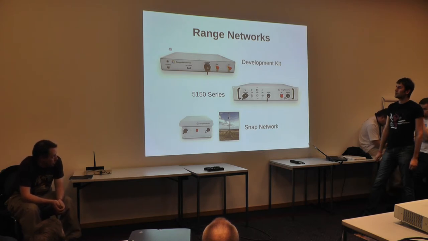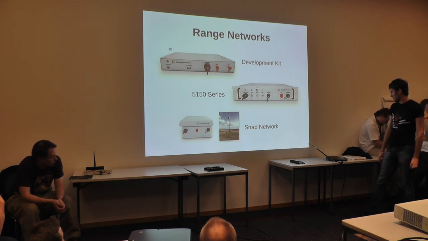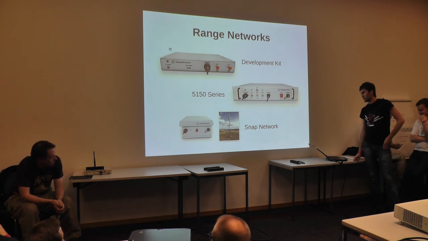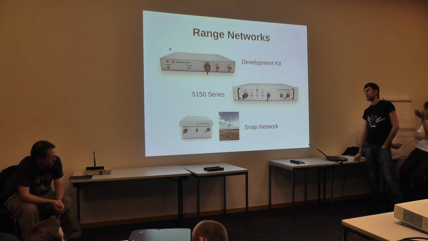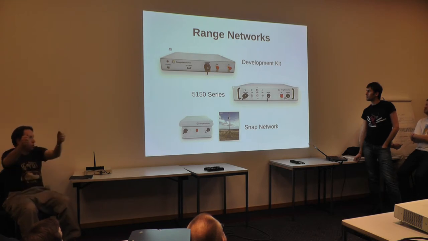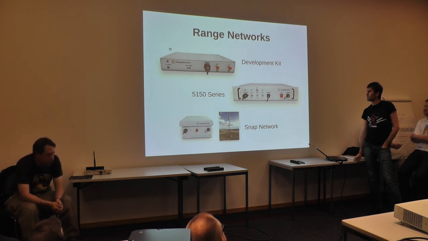It's a set of units that run up in size capacity up to 50 watt RF units. They're built, everything other than the development kits, to survive very wide temperature ranges and a fair amount of environmental abuse. So the 5150 series is a rack-mounted system for field service. The SNAP network is a base station. It's a 1 watt base station in an outdoor enclosure that's intended to be mounted on a utility pole just under the antenna.